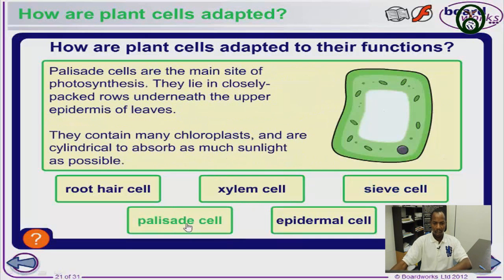What of the palisade cells? The palisade cells are the main site of photosynthesis. This is where photosynthesis takes place. They lie in a closely packed row underneath the upper part of the epidermis of the leaves.